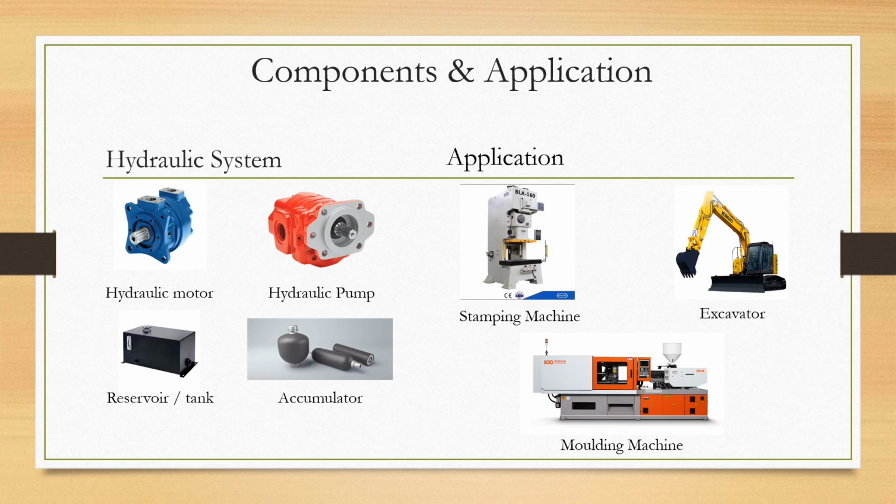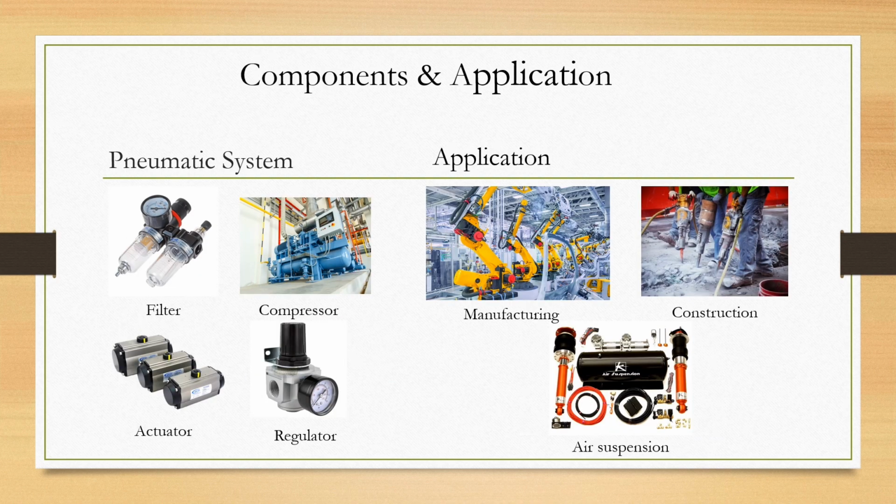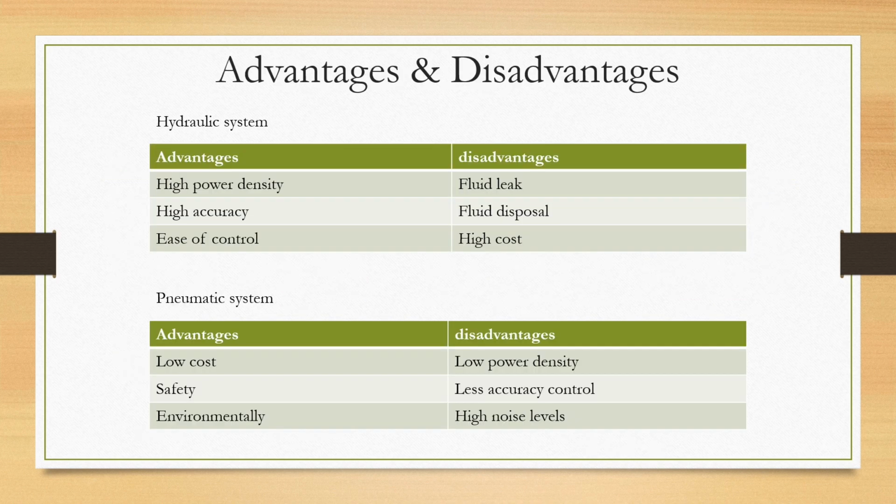These are the basic hydraulic system components: hydraulic pump, motor, reservoir and accumulator. And these are hydraulic applications like stamping machine, excavator and molding machine. The pneumatic system components are filter, compressor, regulator and actuator. And the pneumatic applications are manufacturing, construction and air suspension.